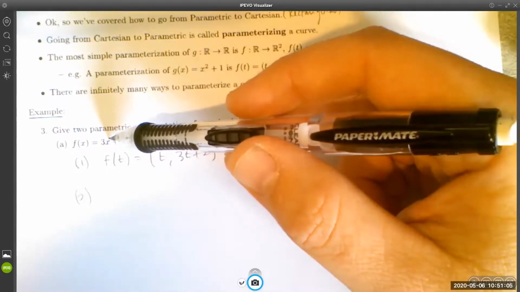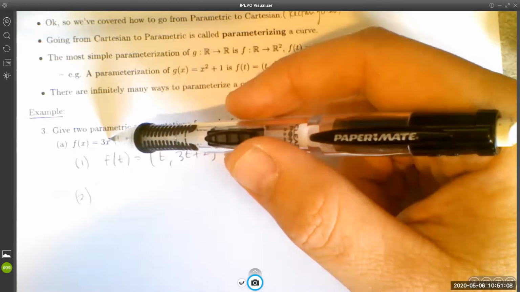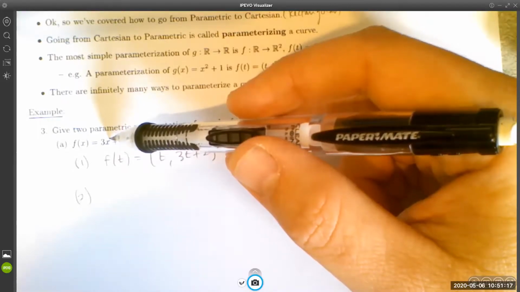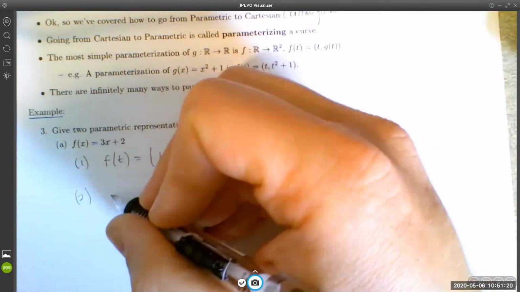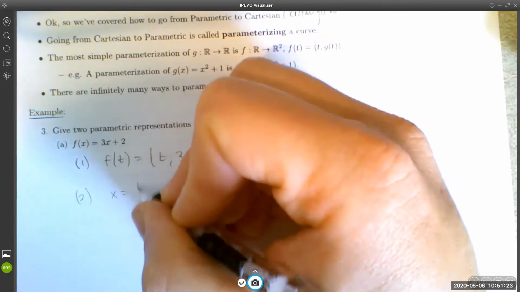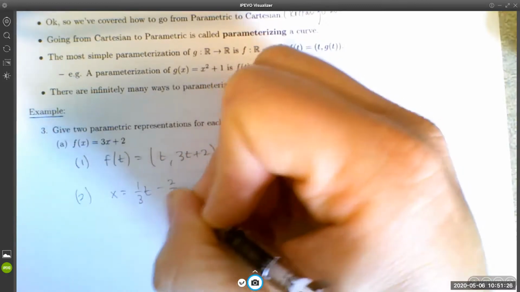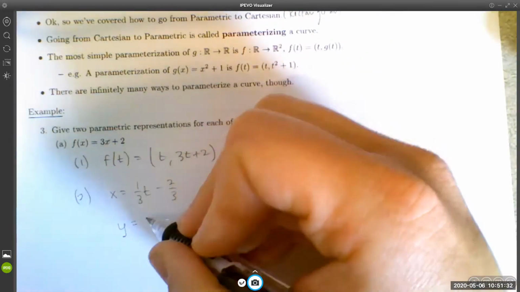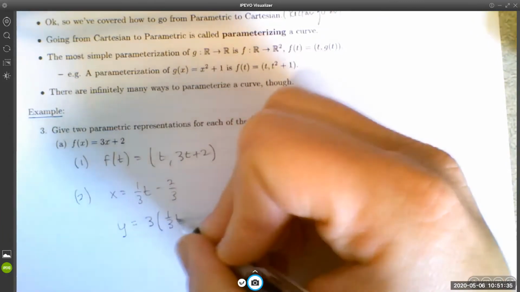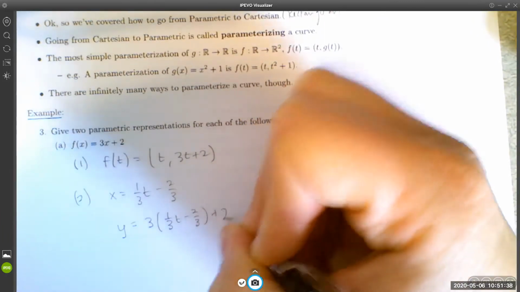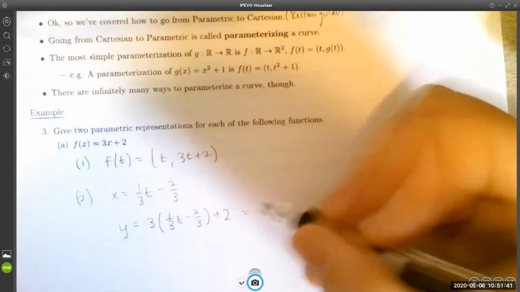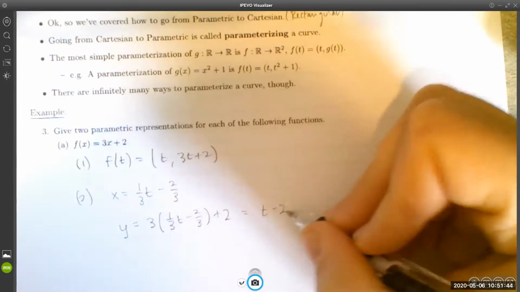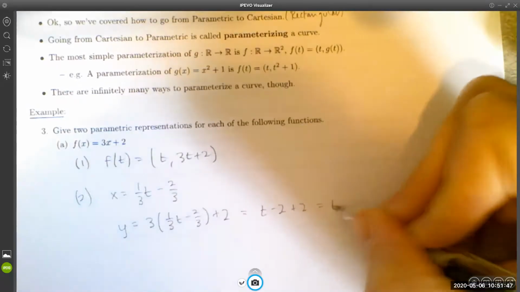if I do this, what would it have to be? 1/3 t minus 2/3, I think. So I'm just playing around, but I'm going to say let x be 1/3 t minus 2/3, and then if that's the case, I would get y equals 3 times x plus 2, and that would be t minus 2 plus 2, which would be t.